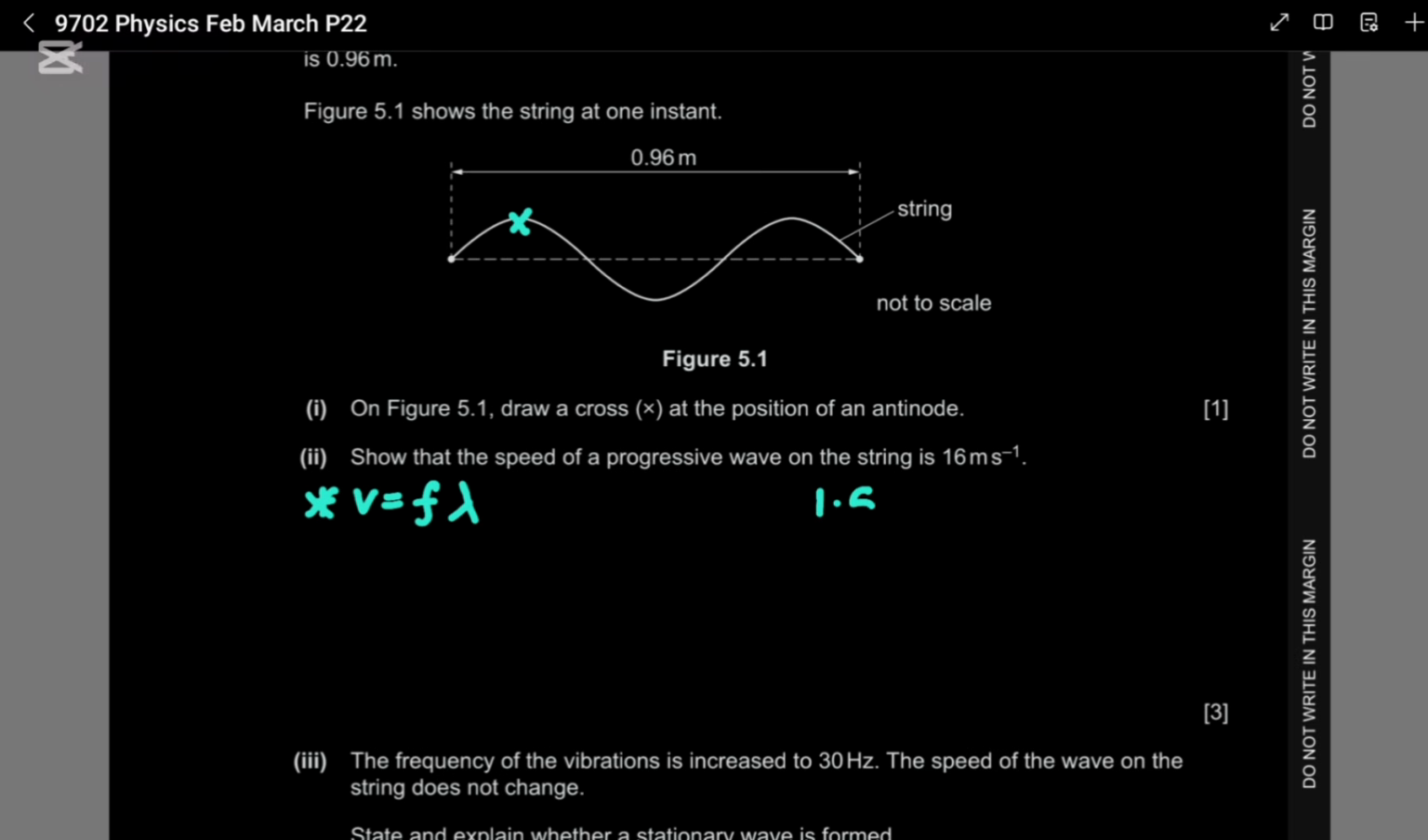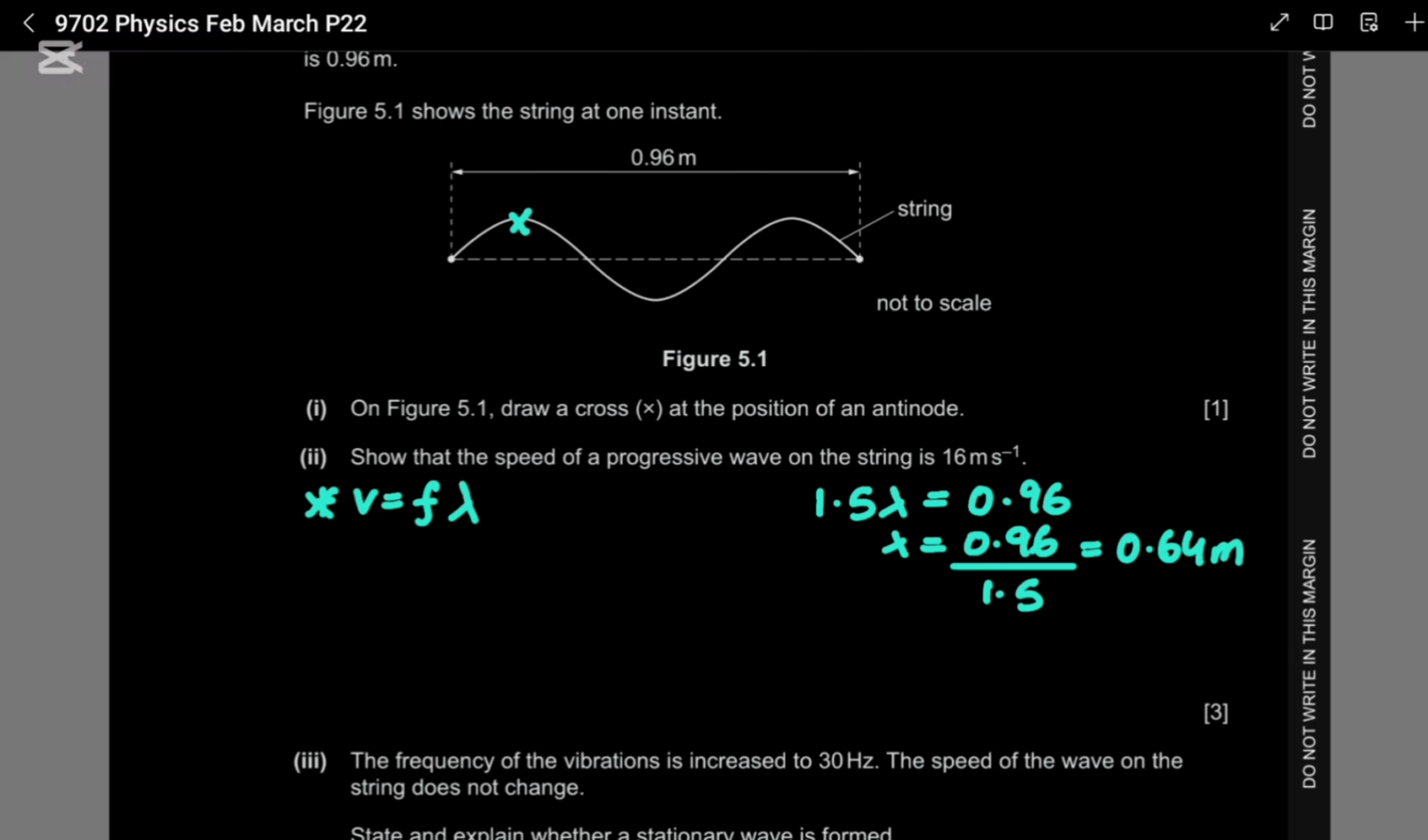So 1.5 lambda is equal to the length, which is 0.96 meters. So lambda is equal to 0.96 over 1.5. Okay, so what is this? 0.96 divided by 1.5, which is 0.64.